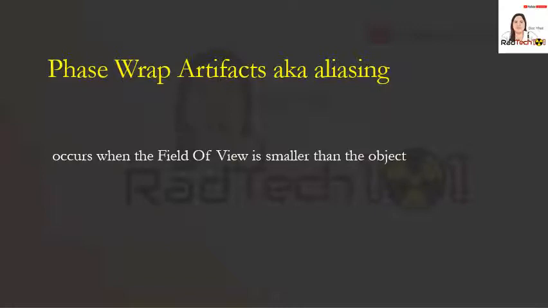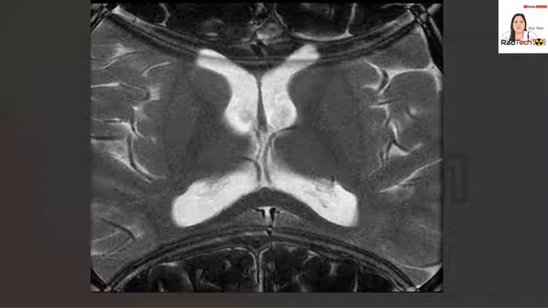Next is the face wrap artifacts. It is sometimes referred to as aliasing. So this occurs when the FOV is smaller than the object. So masyadong maliit yung field size or ang field of view kaysa sa actual object, kaya nangyayari ang face wrap or aliasing. So ito yung itsura niya.